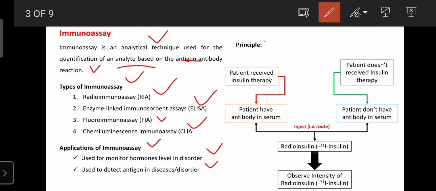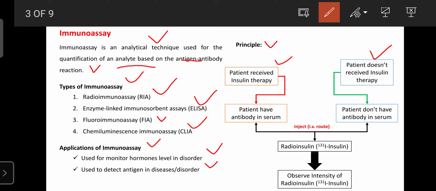Regarding the principle, here we can discuss insulin therapy, to monitor the plasma concentrations of insulin. Here the method is simply to match the result of a patient who received insulin therapy with a patient who did not receive insulin therapy. So the principle is that the data obtained in the patient is matched with normal or healthy patients, or those patients who do not receive the therapy.